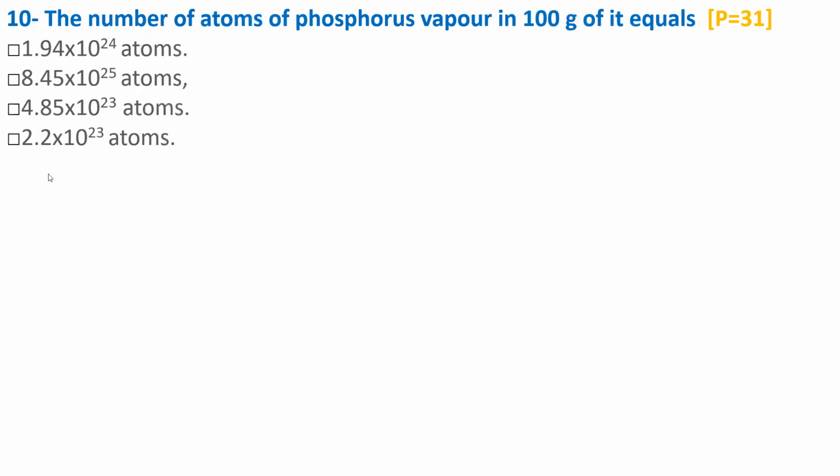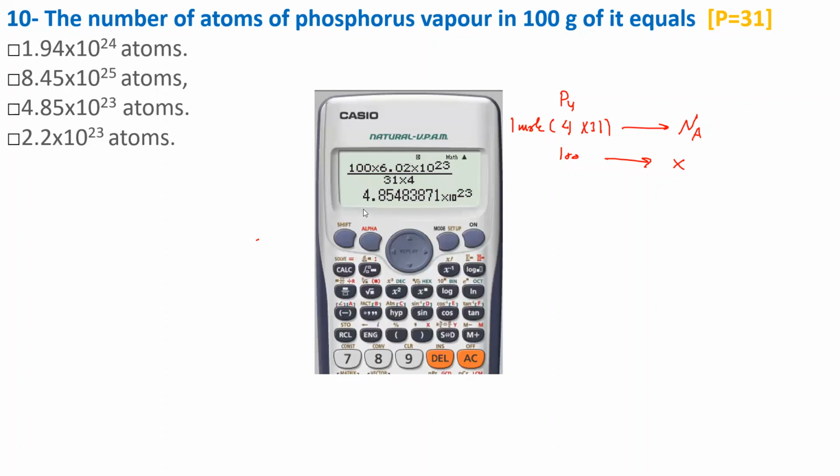Number 10. The number of atoms of phosphorus vapor in 100 grams of it. We know that the phosphorus vapor consists of 4 atoms. So 1 mole equals 4 atoms, each of them 31, or a mole of atoms, each mole of atoms 31 molar mass, contains Avogadro's number. So 100 grams contain what? By cross multiplication, it will be equal to 4.8. So the answer is letter C.